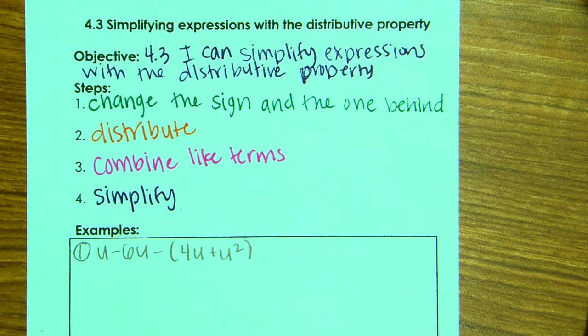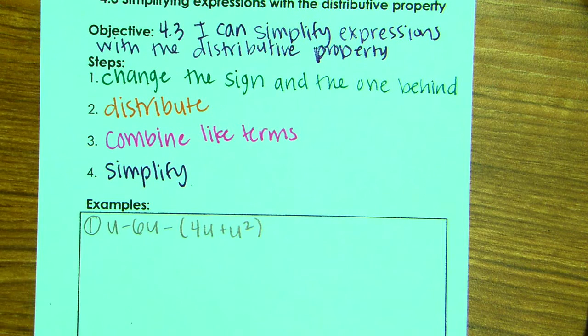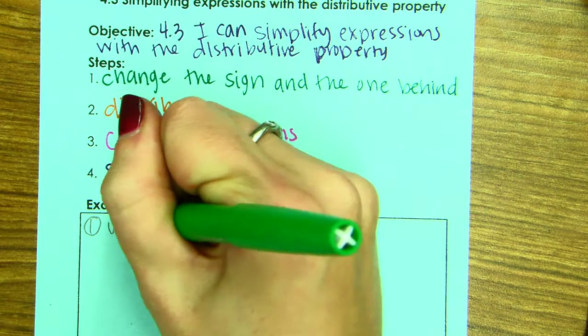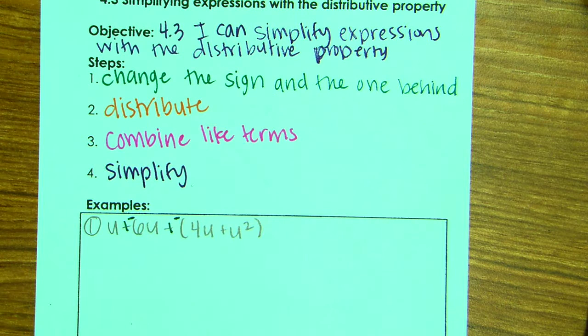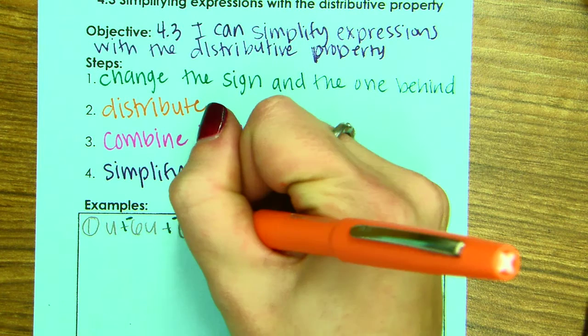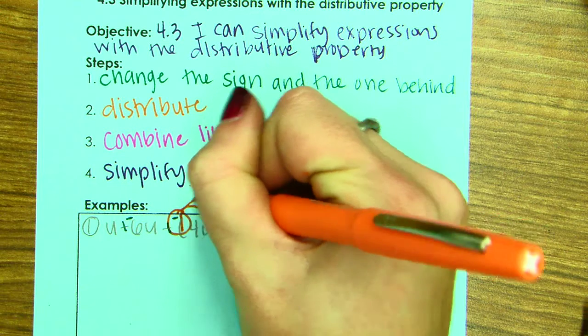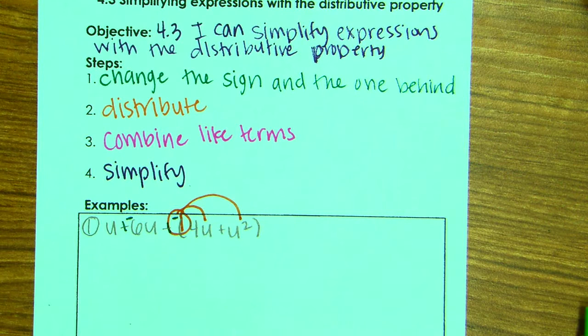So the first step, step 1, is to always change the sign in the one behind, so I'm going to do that first. And then step 2 is to distribute. And so I look for parentheses when I'm trying to see if I can distribute. And I notice I have parentheses right here. And there's just a negative in front of the parentheses, which means I'm really distributing a -1. So I'm going to circle the -1 and I'm going to distribute it to the 4u and the u squared.